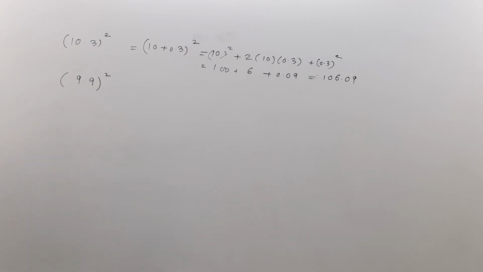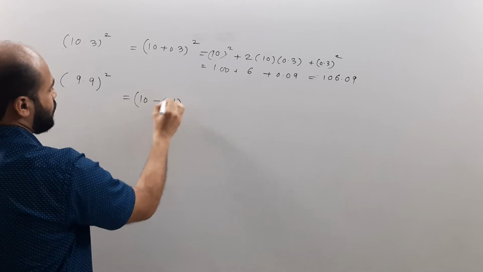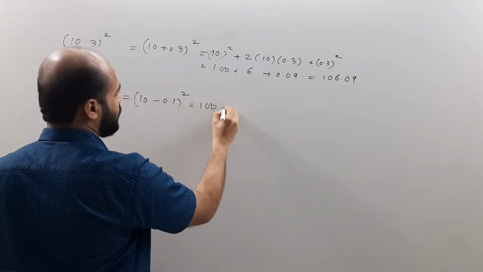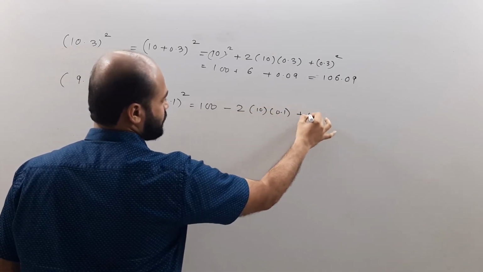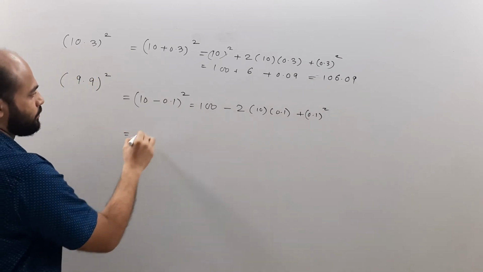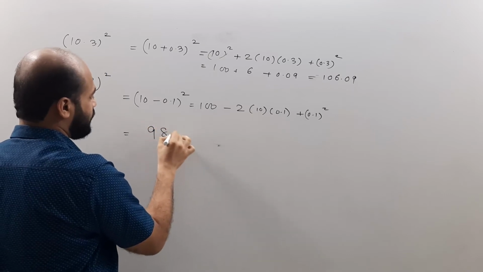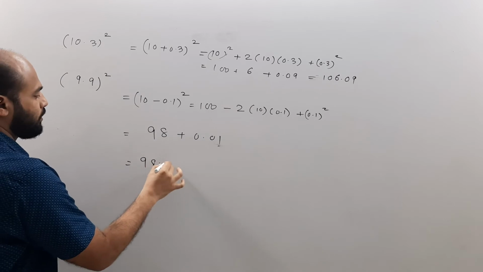How about this? Similar. So we can write this as 10 minus 0.1 the whole square, and then expanding we will get it as 100 minus 2 times 10 into 0.1 plus 0.1 the whole square, which will finally be written as 100 minus 20, 100 minus 2 is 98, 98 plus 0.01. So answer would be 98.01.